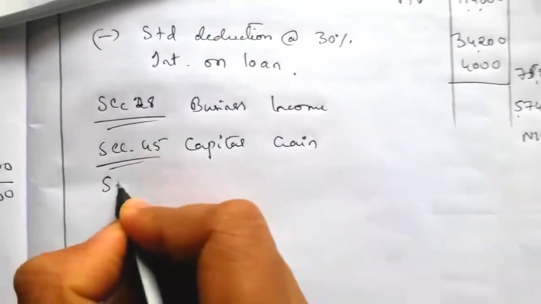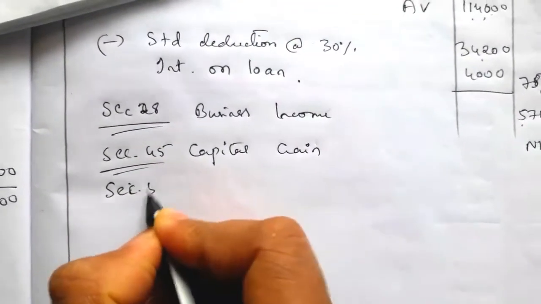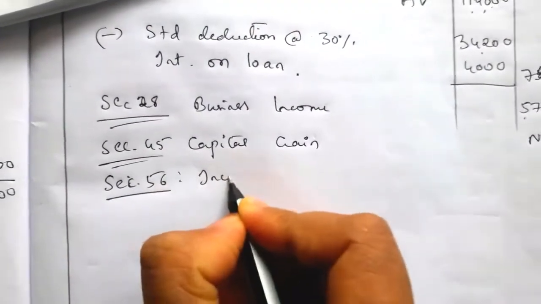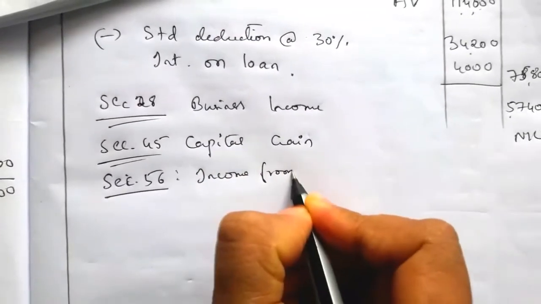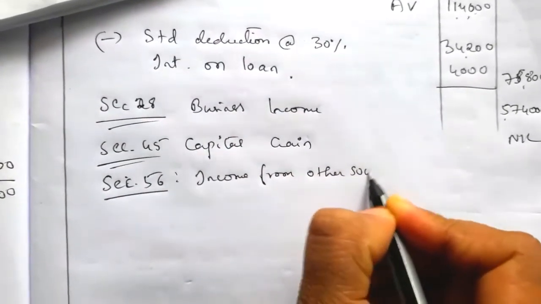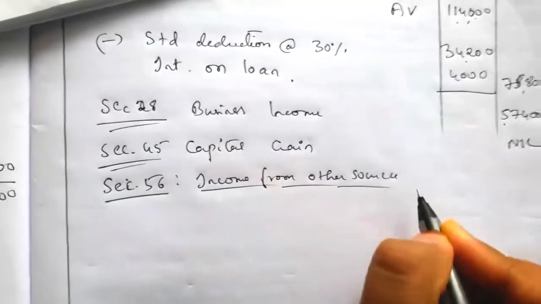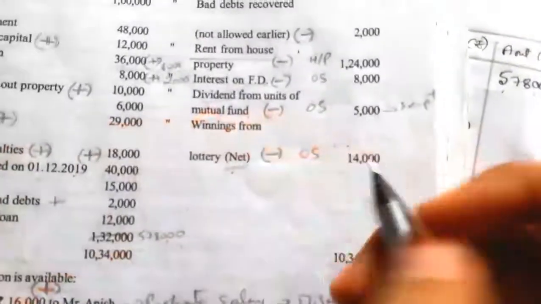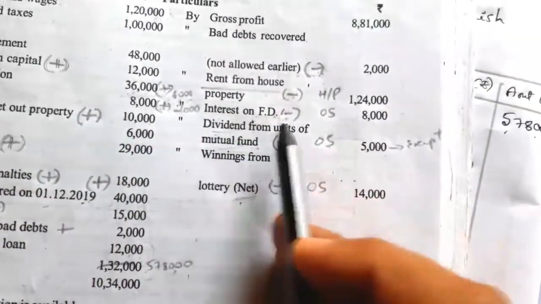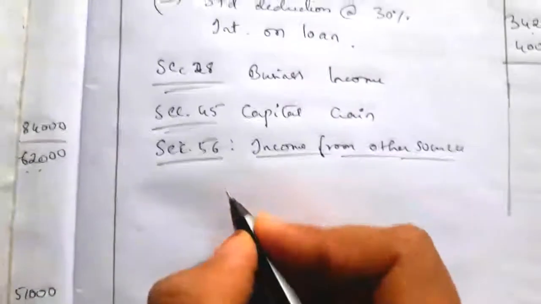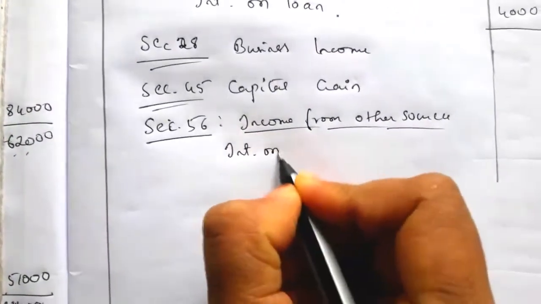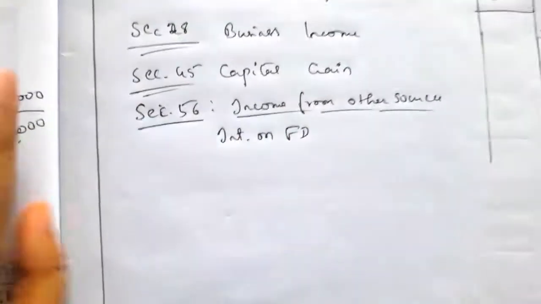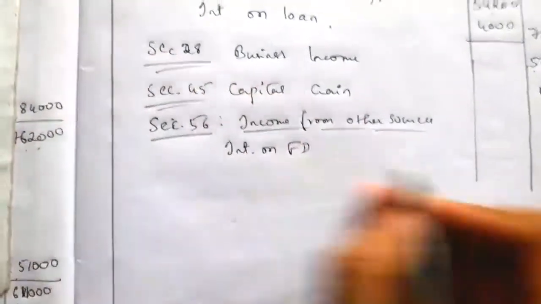Next, section 56. Section 56 is relating to income from other source. So relating to income from other source, the first income is interest on FD, taxable. This interest on FD, fixed deposit, what he received as interest income from a fixed deposit in a bank account, is taxable under the head other source. So the amount is 8,000.